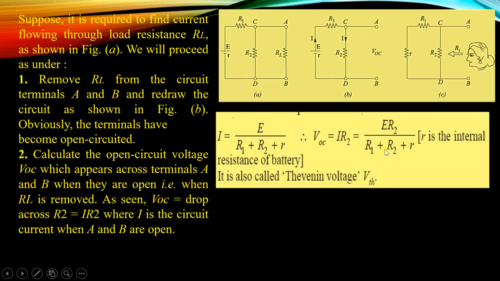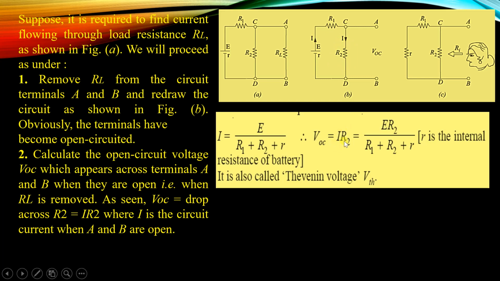So how do we find I? I is equal to voltage upon resistance, V upon R. Here we have E as the voltage, and the resistance is R1, R2, and the internal resistance, this small r. So this is the current, and the open circuit voltage VOC is equal to I R2. The voltage across terminals A and B is the voltage across this resistance R2.